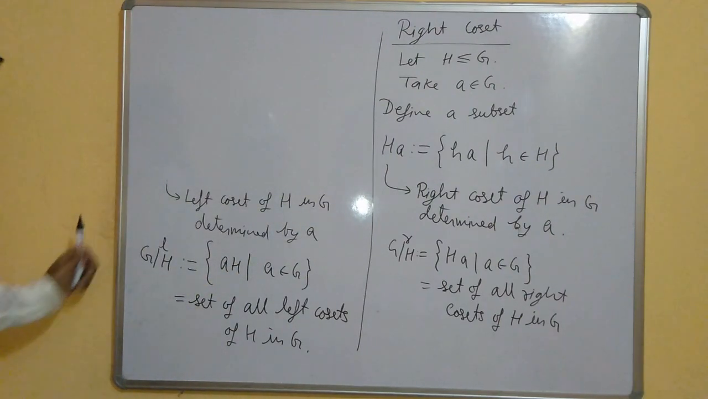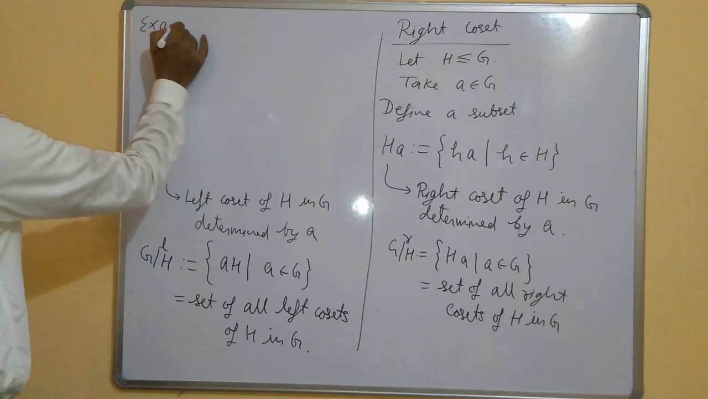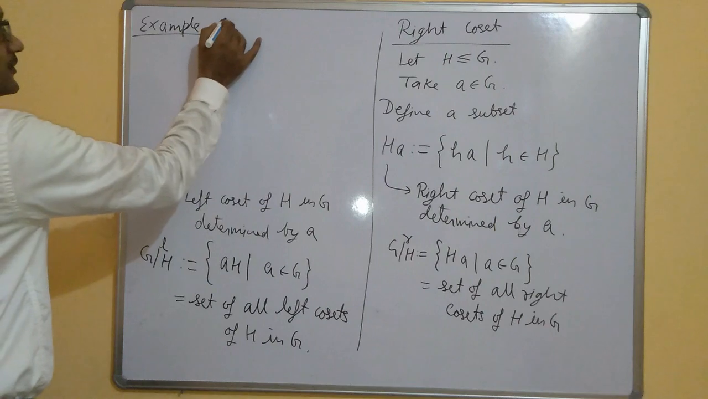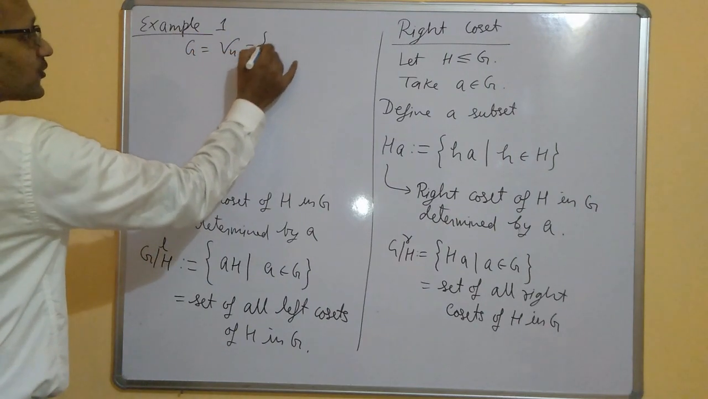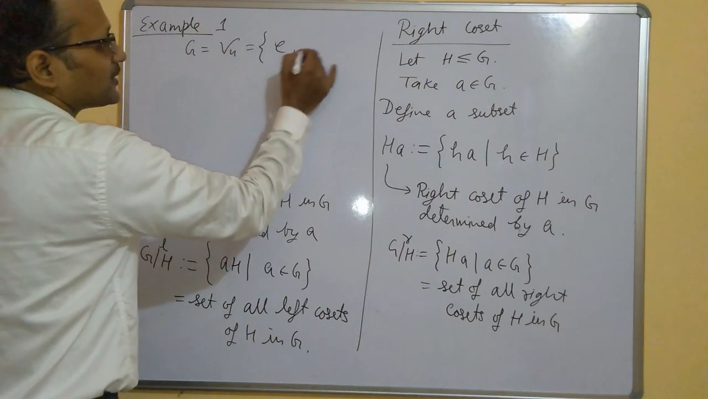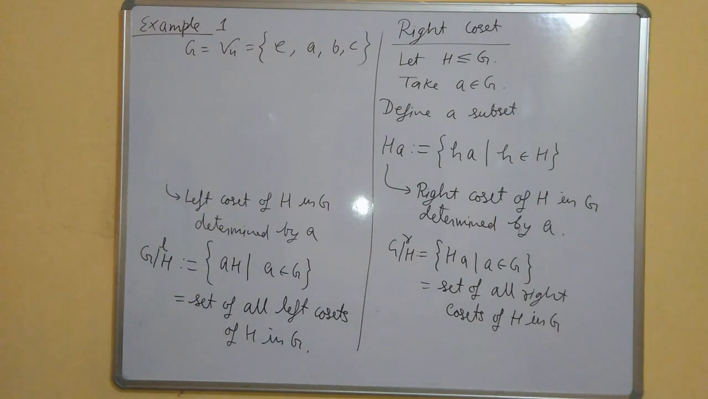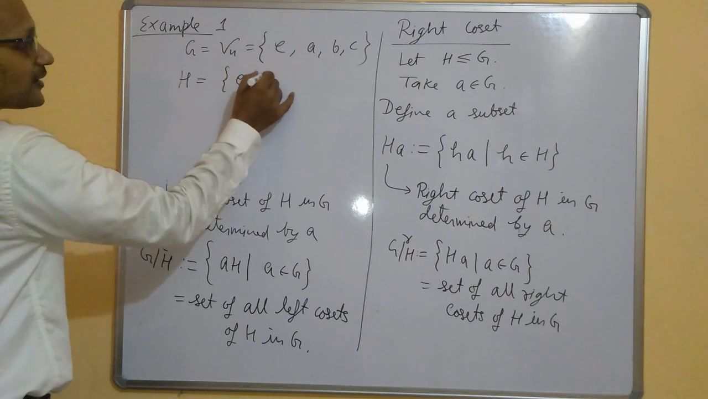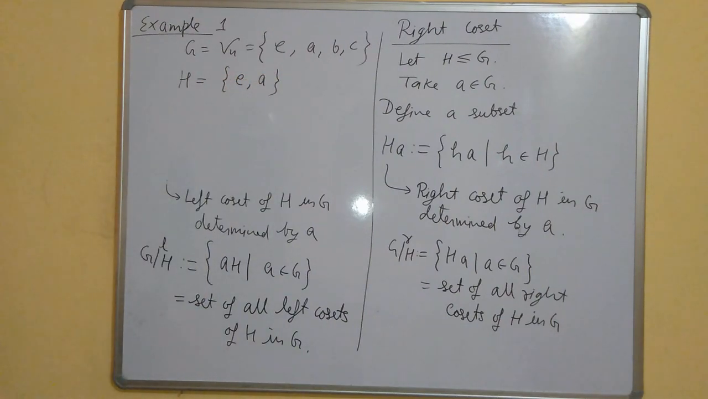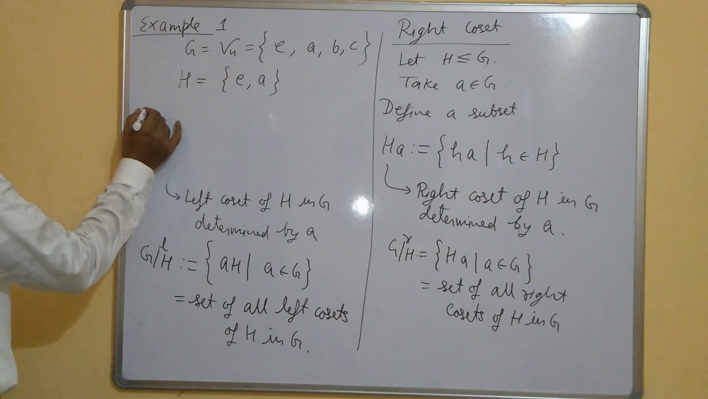Take a group. Example 1. Suppose I take a group to be Klein 4 group and its elements are e, a, b, c. Let us take one subgroup. Suppose I take {e, a} as a subgroup. Now take any element in G. So suppose I take an element e in G.